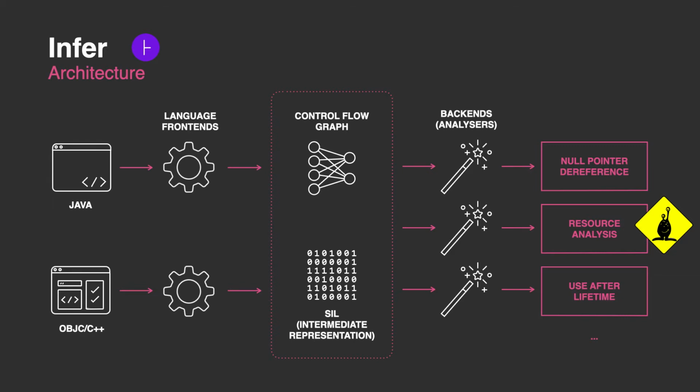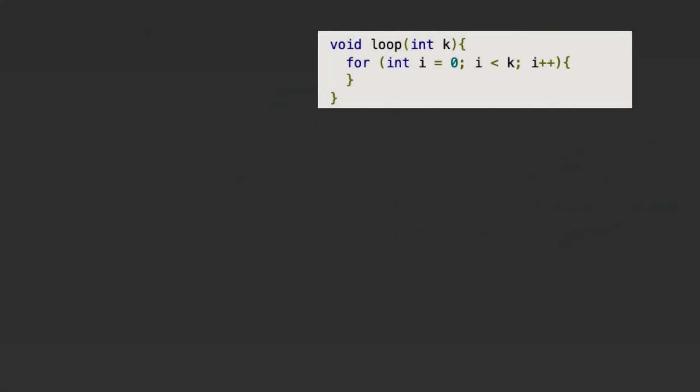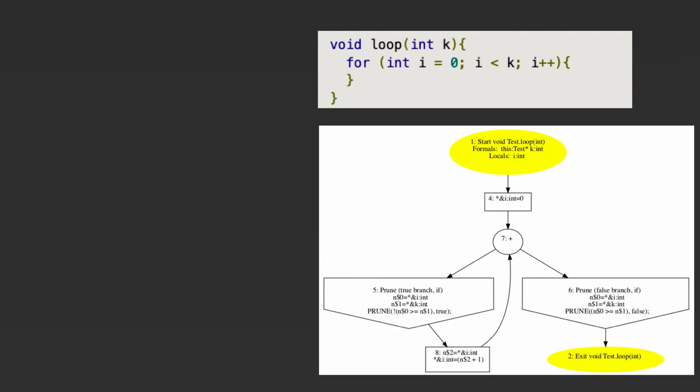Let me briefly explain how the analysis works with a simple example that loops over a given parameter k. Infer will take this program and translate it into its own intermediate language along with the control flow graph. So if you look at it here, for instance, node 4 will be the assignment of 0 into i, and then we will have the prune nodes which will decide whether we stay in the loop, that is, if i is less than k, then we stay in the loop, otherwise we exit the loop.